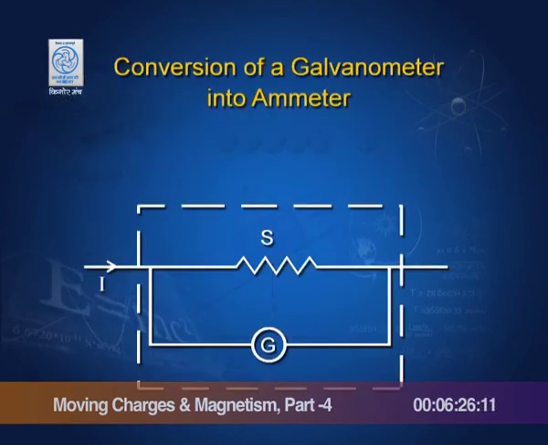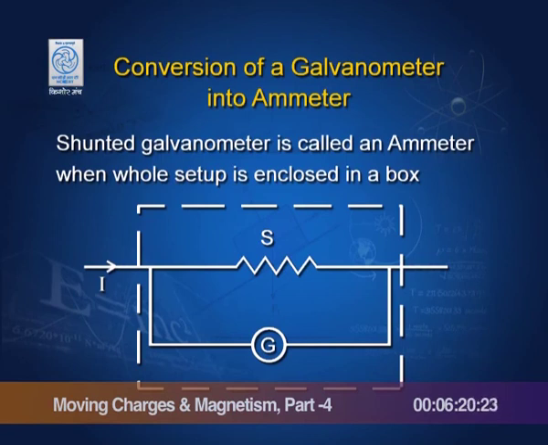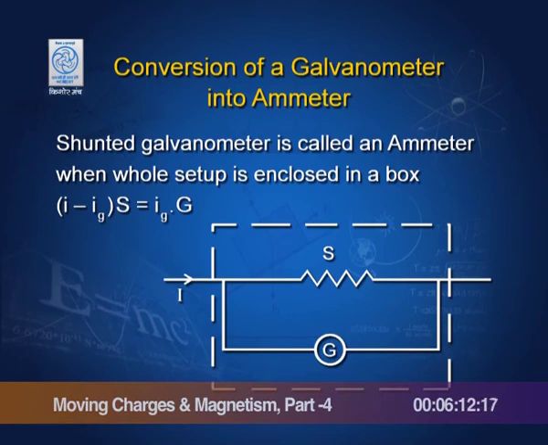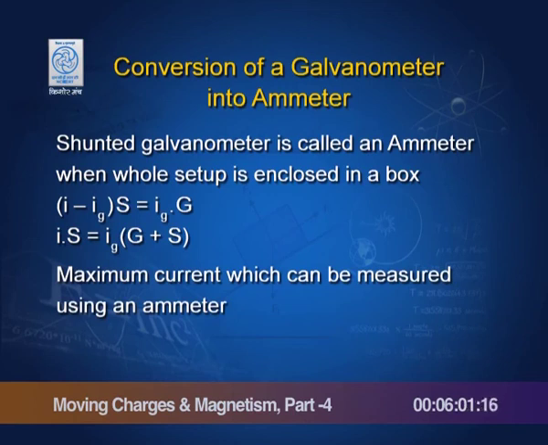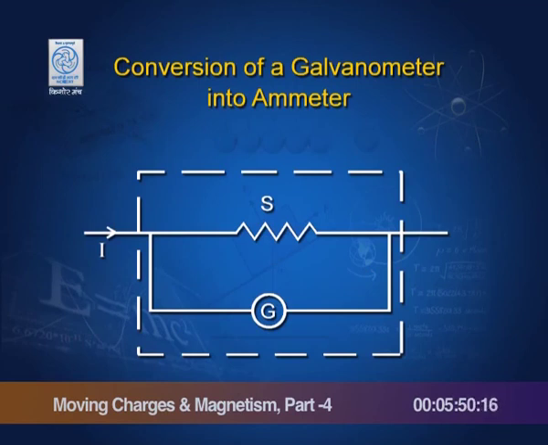Conversion of galvanometer into ammeter. We know a shunted galvanometer is called an ammeter when the whole setup is enclosed in a box as shown in the diagram. As (I minus Ig) times S equals Ig times G, so I times S will equal Ig times (G plus S). So, the maximum current which can be measured using an ammeter, I, will equal Ig times (G plus S) divided by S. Knowing the values of S and Ig, we can calculate the value of current I.